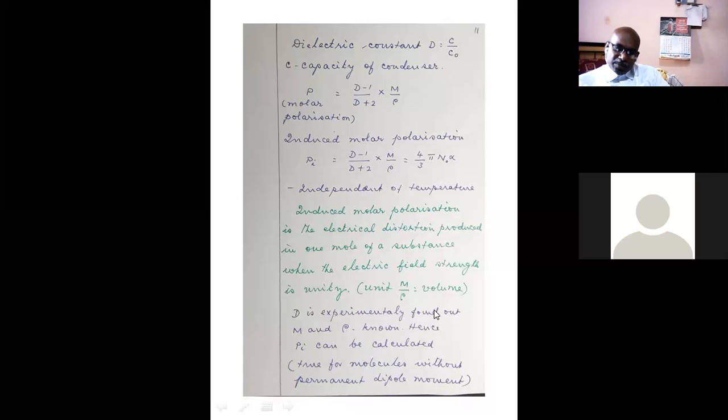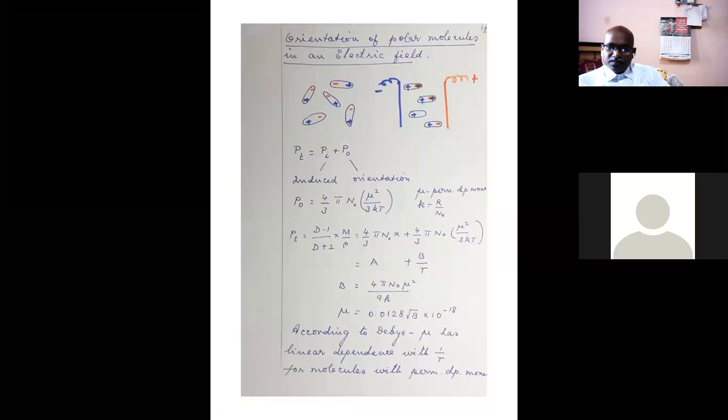The only thing you should remember is that this equation holds good only for neutral molecules, that is, molecules without permanent dipole moment. Now, look here. Suppose you take a molecule with a permanent dipole moment, the molecule is already having a permanent dipole moment. What will happen to it in the presence of an electric field? That is our next approach.